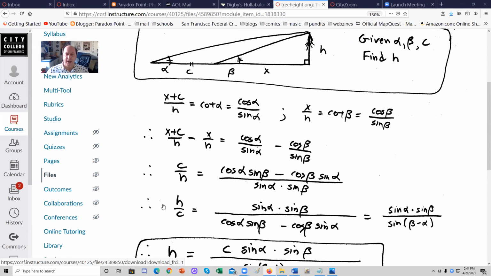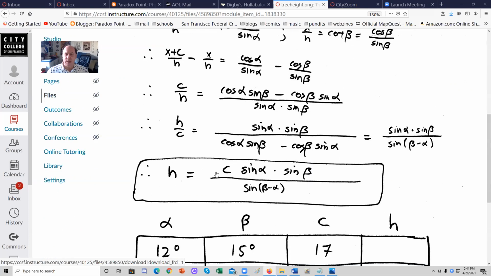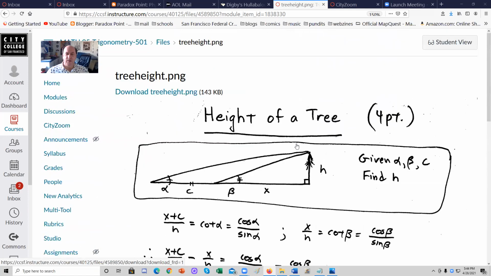Flipping everything upside down, h is (sine alpha times sine beta) over (cos alpha sine beta minus cos beta sine alpha). Now on the bottom, we can rewrite that as sine of (beta minus alpha). Then transposing a c, you get h equals c sine alpha sine beta over sine of (beta minus alpha). And that's the formula for h given alpha, c, and beta.